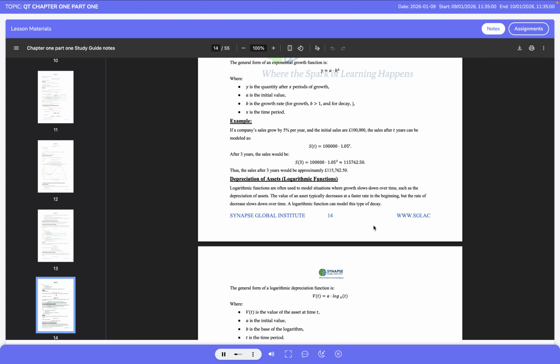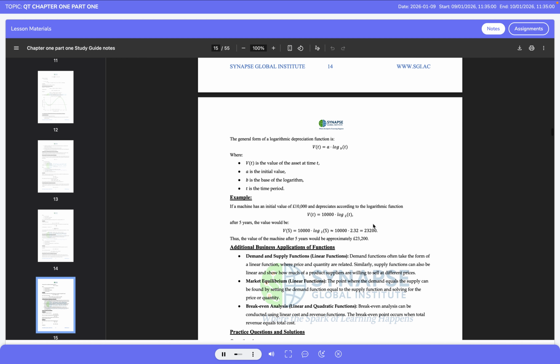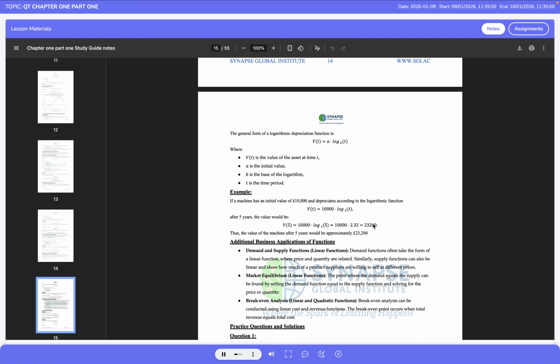The general form of a logarithmic depreciation function is V(t) = a × log base b of t, where V(t) is the value of the asset at time t, a is the initial value, b is the base of the logarithm, and t represents time.